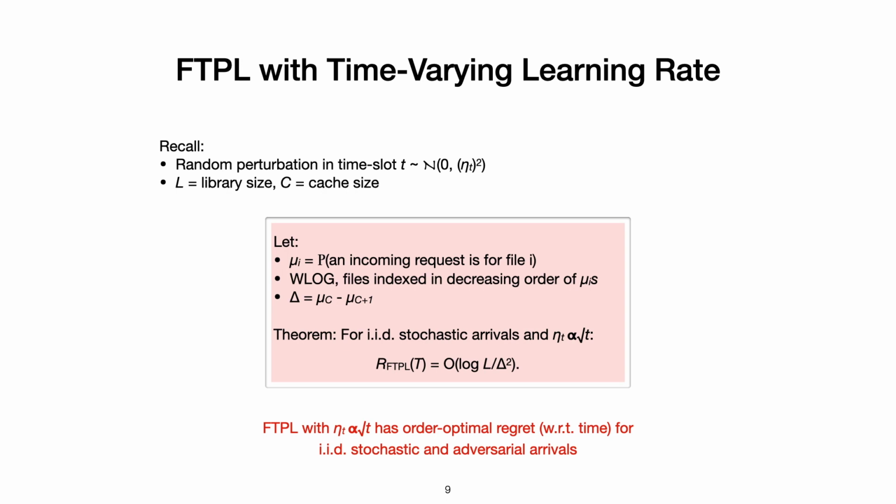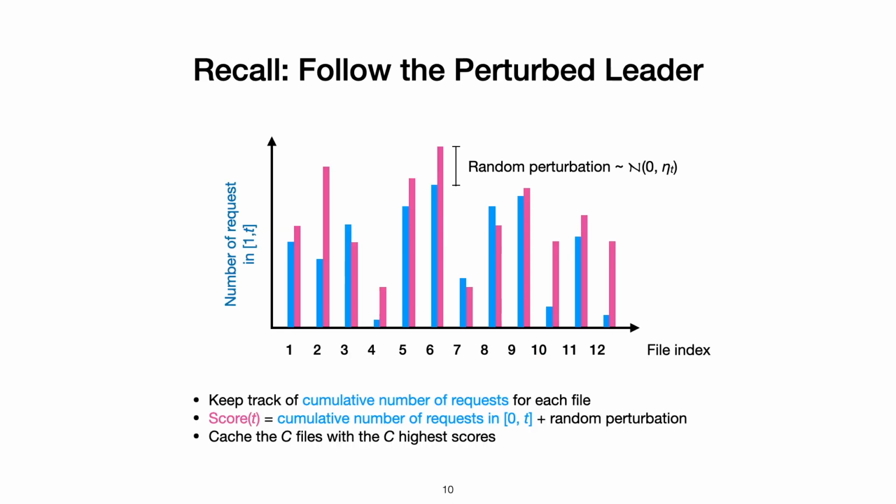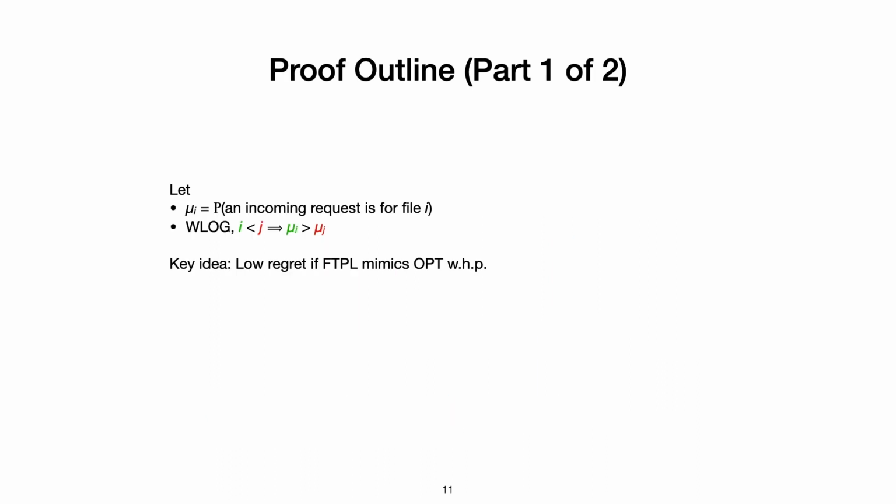I will now walk you through the proof outline for this result. But before we get into the proof, here is a reminder of how FTPL works. The score of each file is the sum of the cumulative number of requests for the file and a random Gaussian perturbation. In each time slot, the files with the C highest scores are cached. We define mu i to be the probability of an incoming request being for file i. Without loss of generality, we assume that the files are indexed in decreasing order of the mu's.